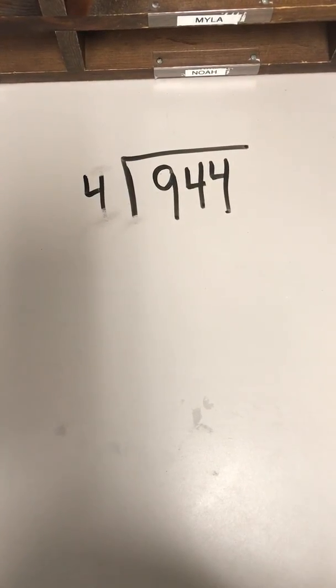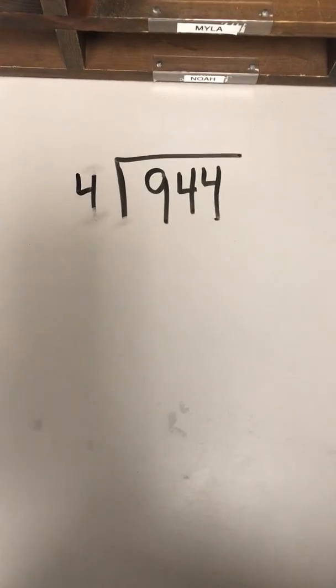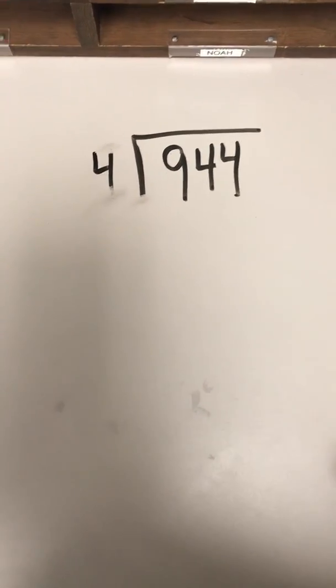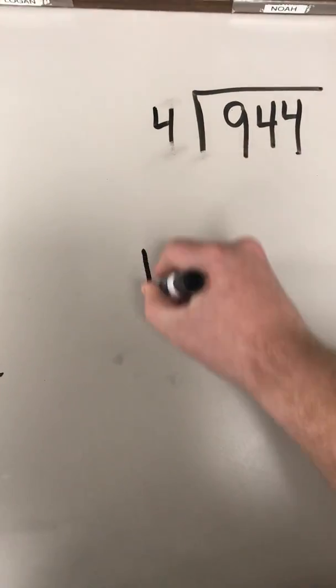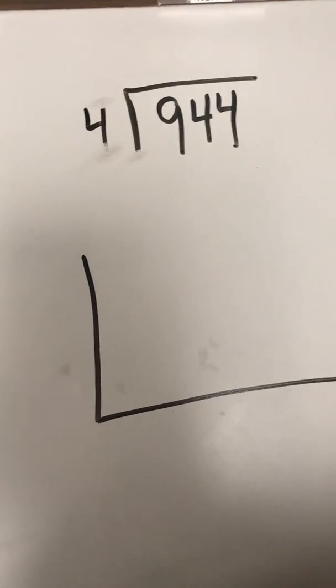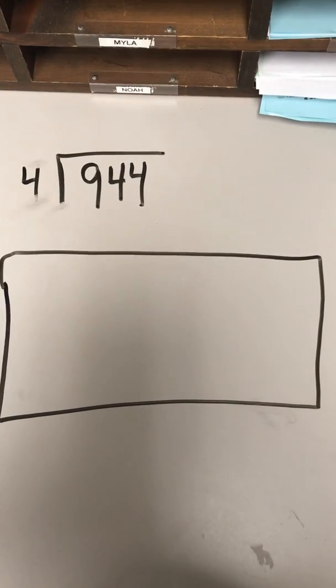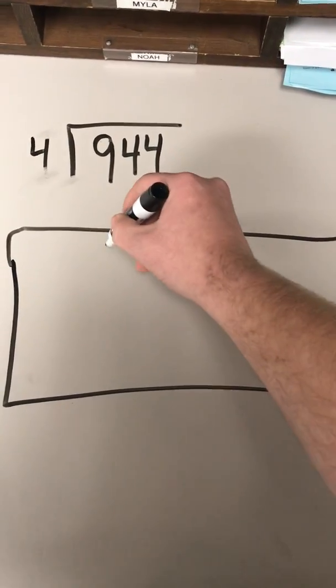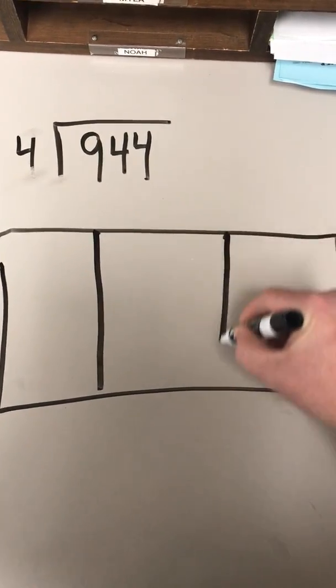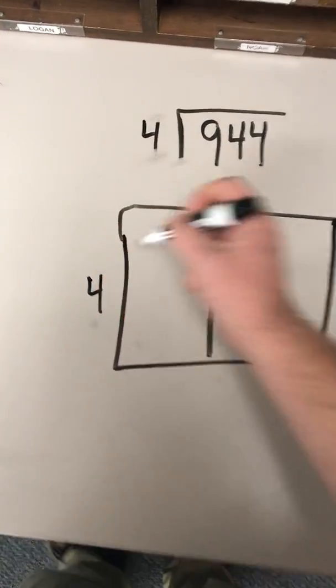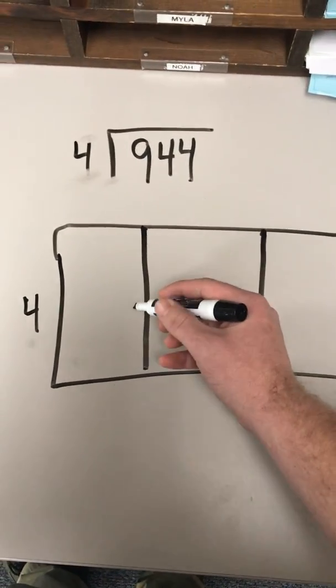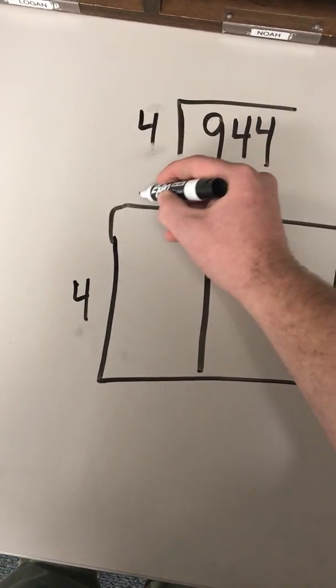So by doing this question, 944 divided by 4, our dividend is 944 with our divisor of 4. Students, I apologize for the video, I'm doing it on my phone, will make a rectangle, and they'll know since the dividend is 3 digits, they'll have to break this rectangle into 3 boxes, with the divisor being on the outside. This box to the left represents a hundreds place, so they know it's going to end with 2 zeros.